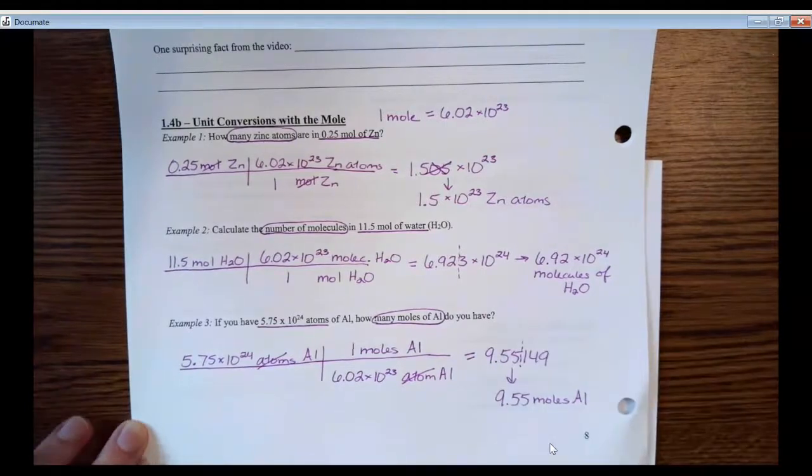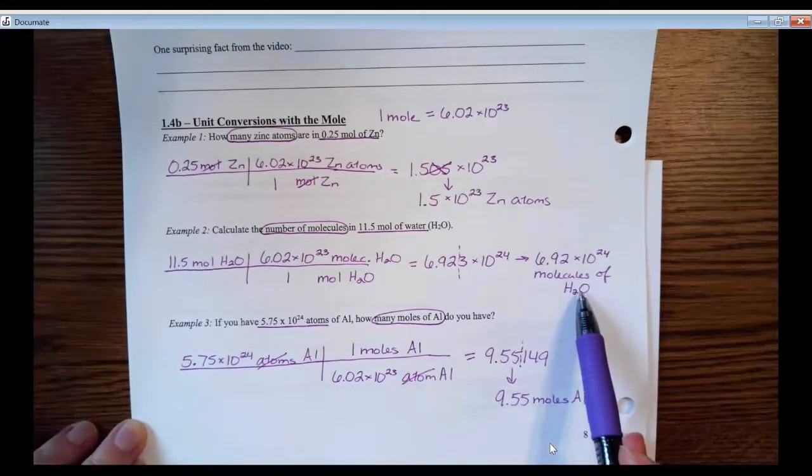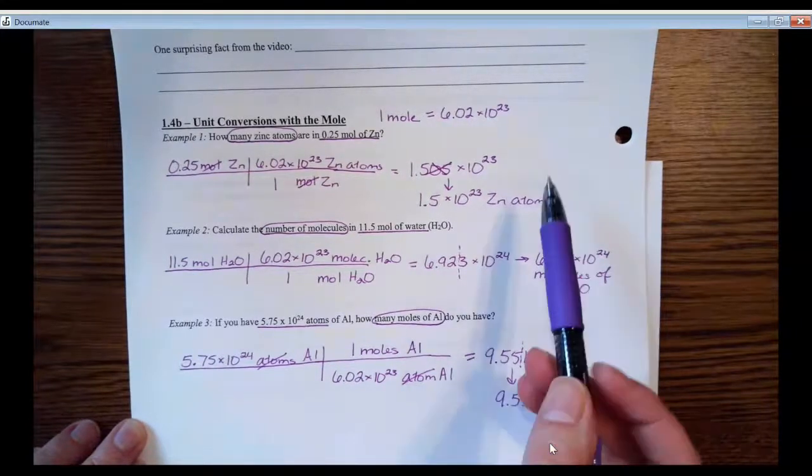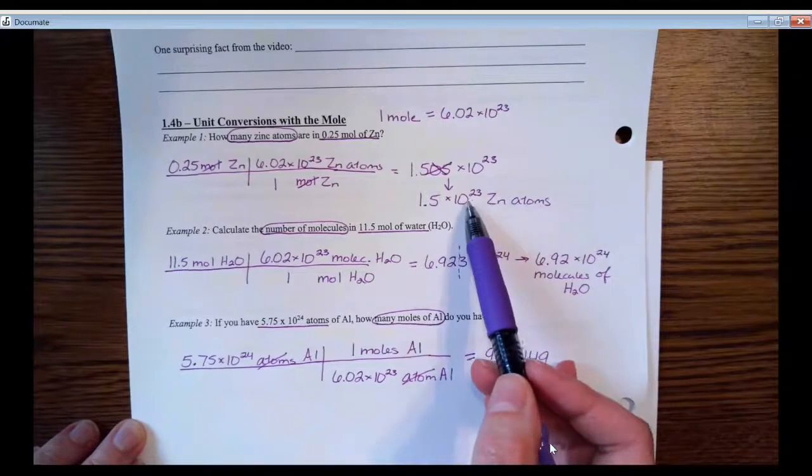Now, just a quick check, we want to see if these numbers make sense for our answers. So moles is already a really big quantity, so it makes sense that I have a smaller number with it, less than 10. Molecules. Molecules are teeny tiny, so it makes sense I have a lot of them. Same thing with atoms. Makes sense I have a lot because atoms are really small.